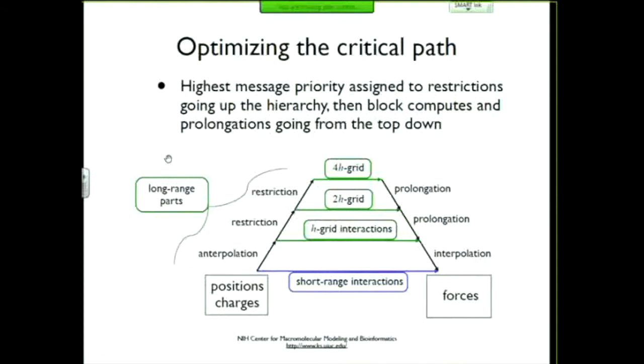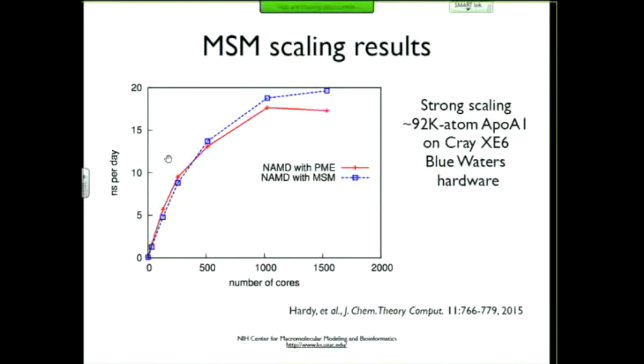And so we have some scaling results. In certain cases, MSM did show good scaling compared to PME. So here is one of those cases. This was strong scaling on the classic ApoA1 benchmark on these Cray XE6 Blue Waters hardware cores. And so in this test case, PME just drops off. Eventually, it's not able to scale.